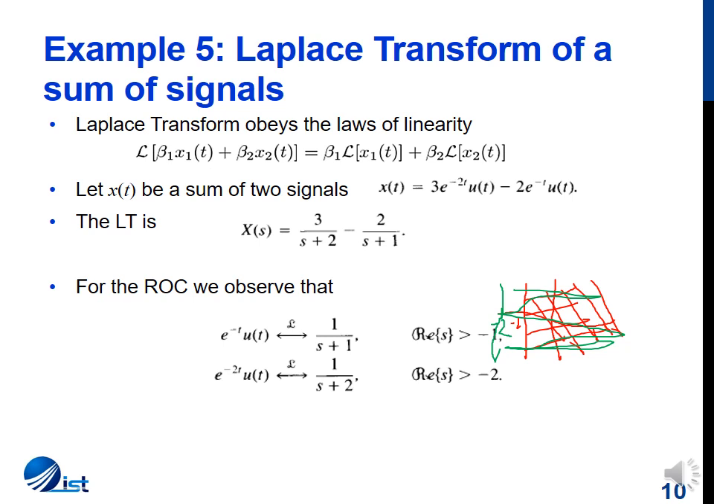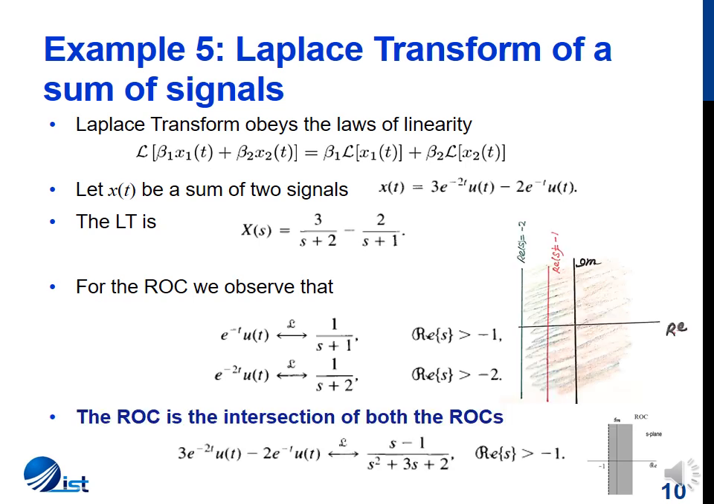So in summary, the ROC for a sum of exponentials is the combined ROC. For both of these regions, we can see that the region real of s greater than minus 1 was the common region. So we can say that the ROC is, at the end, real of s greater than minus 1. This has been solved and a composite form has been obtained.